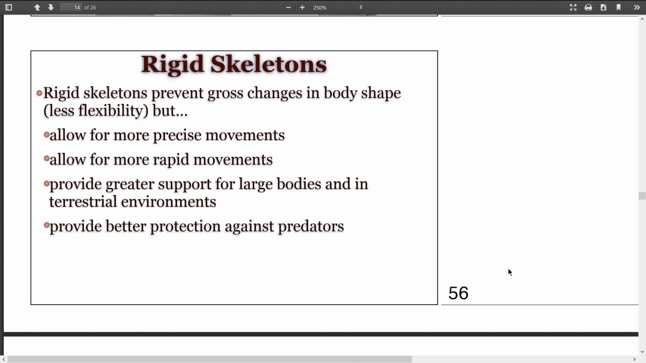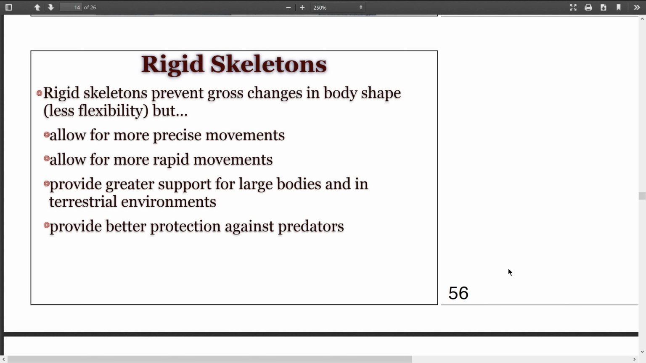Movements can often be much more rapid if you're dealing with muscles anchored to a skeleton, rather than having to act on a fluid that has to move through. So the response of the fluid is going to take time. So hydrostatic skeletons generally don't work terribly fast.